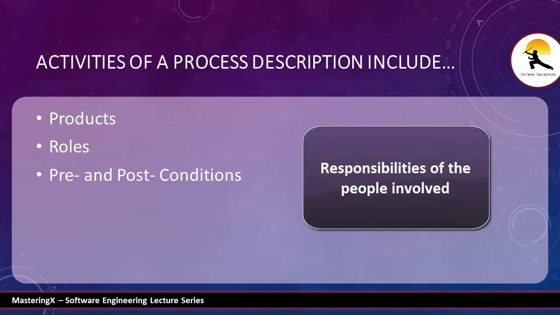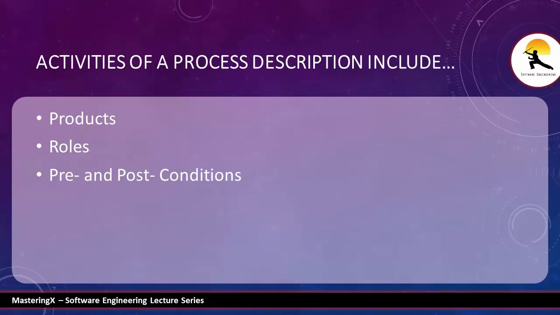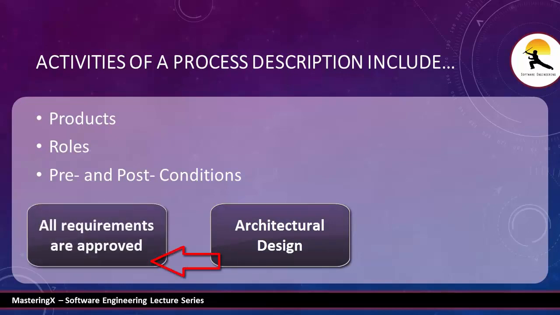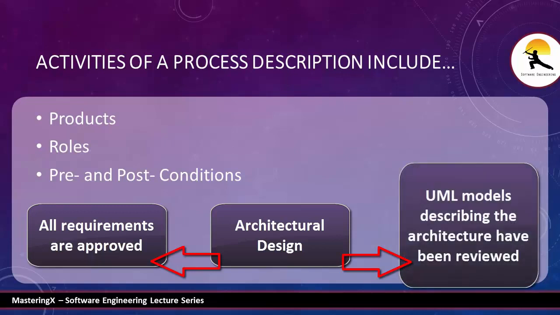The roles reflect the responsibilities of the people involved in the process. A few examples of roles are project manager, programmer, tester, configuration manager, and likewise. Pre and post conditions are conditions that must hold before and after a process activity has been enacted or a product produced. For example, before architectural design begins, a precondition may be that the customer has approved all requirements. After this activity is finished, a post-condition might be that the UML models describing the architecture have been reviewed.